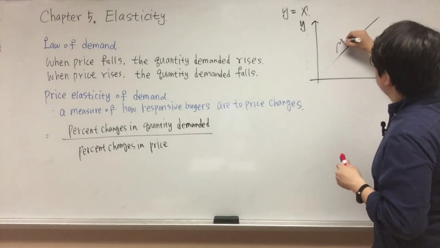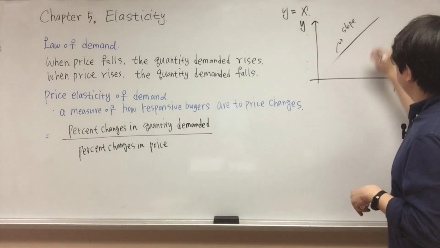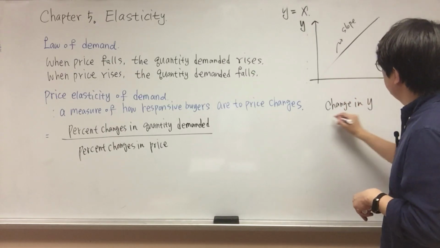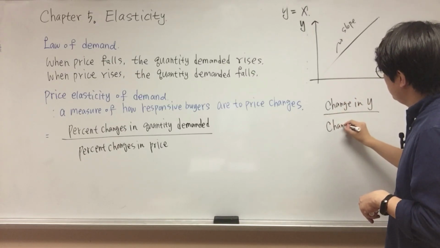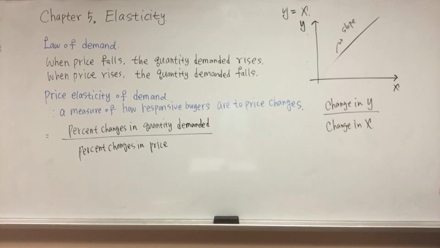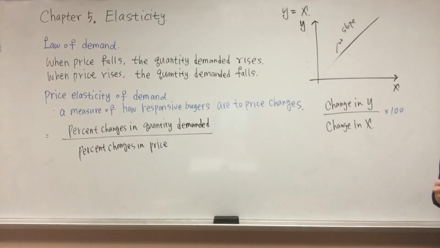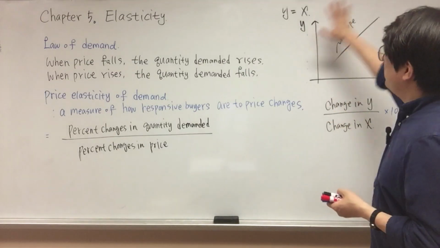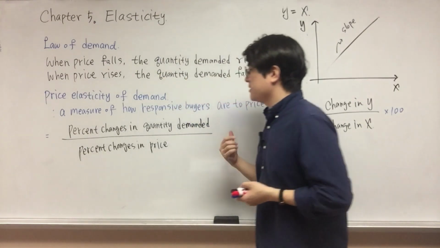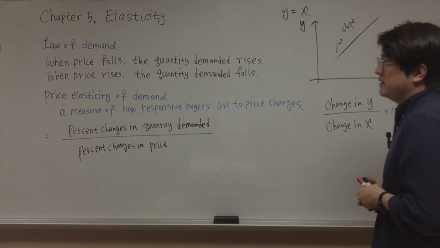How can you find the slope? The slope is the change in y divided by the change in x. In order to get a percentage, we can multiply by 100. If we apply this formula, we can find the percent change in quantity demanded and the percent change in price, in order to get the elasticity of demand.